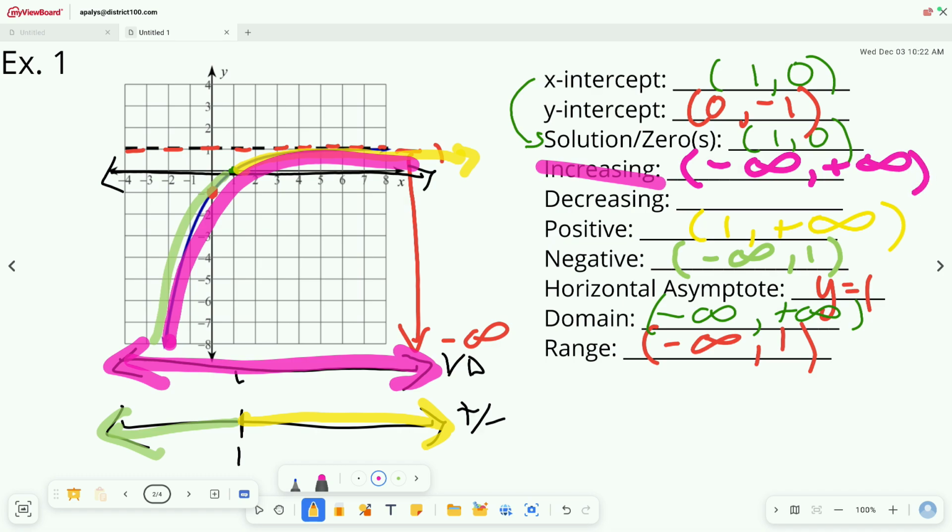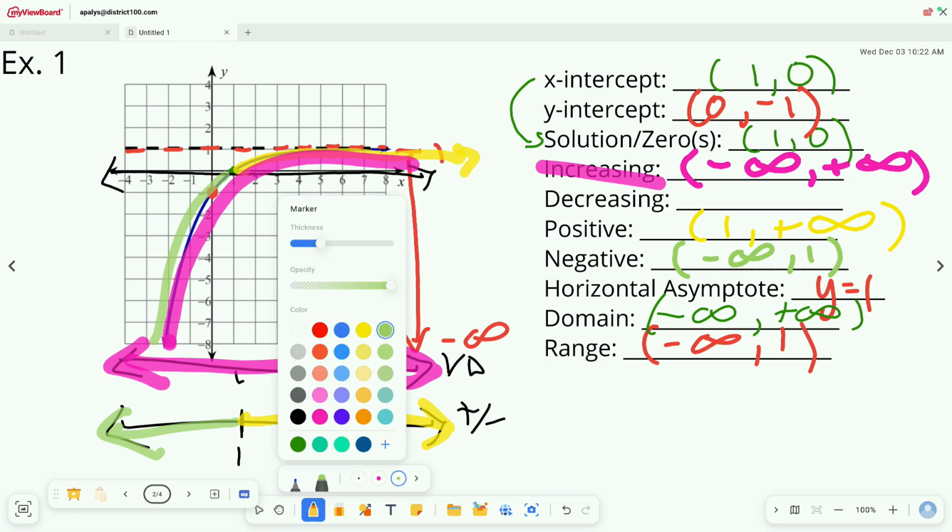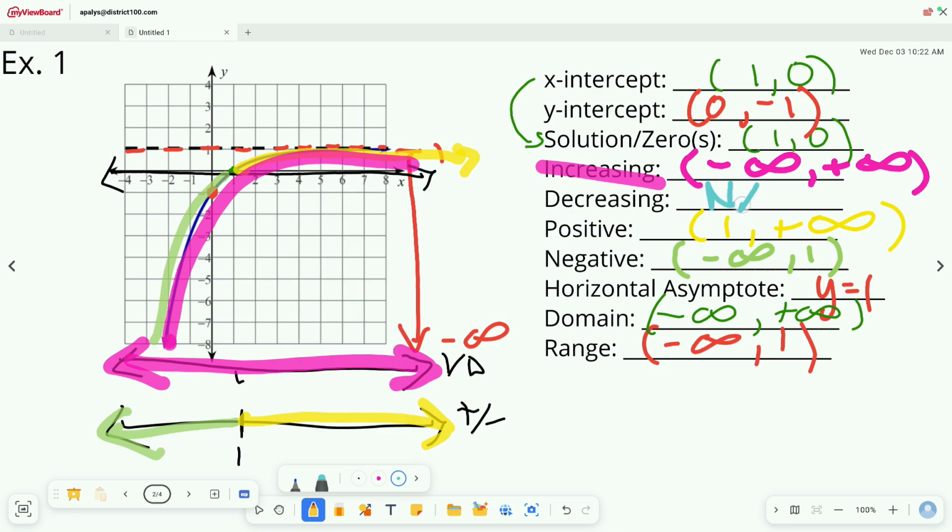Fredo, is it decreasing at all? So what am I going to write there? NA. It's not applicable. Okay. It's never. Okay. Go on to example 2. I want you to try it in your groups.